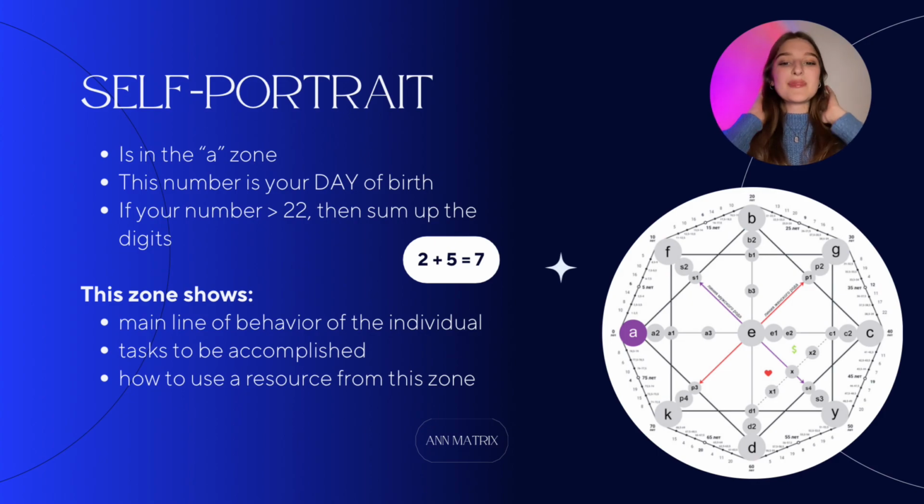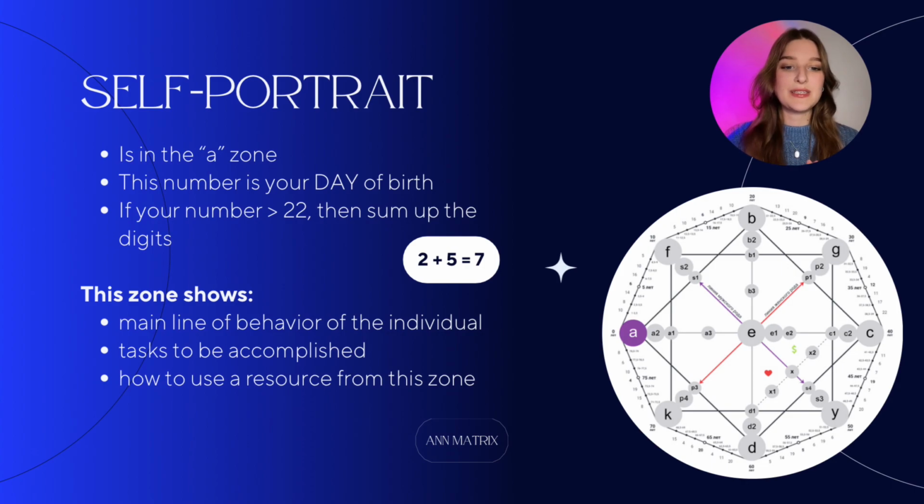Let's start. The first zone in the matrix is a self-portrait. This number is your day of birth. In the A zone, the birth number is simplified, and in all the zones, the number is simplified to 22. If the birth number is greater than 22, it is necessary to sum up these two numbers. For example, if you were born on the 25th, you have 2 and 5. You sum up these numbers and you will get 7. If the number is from 1 to 22, you don't have to do anything. You just write it as it is.